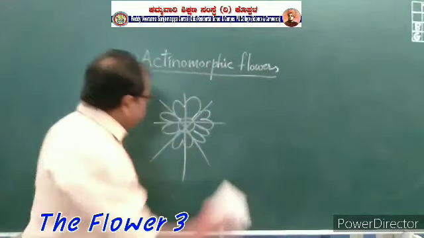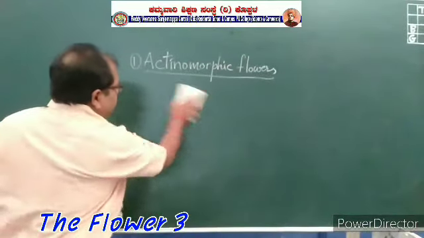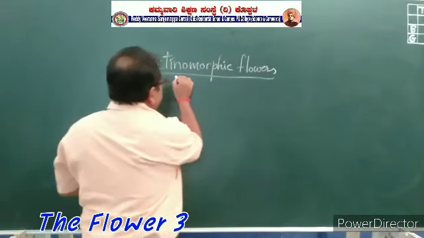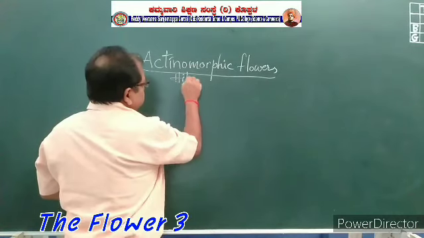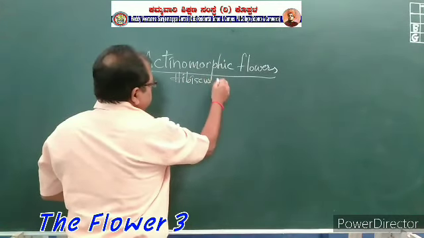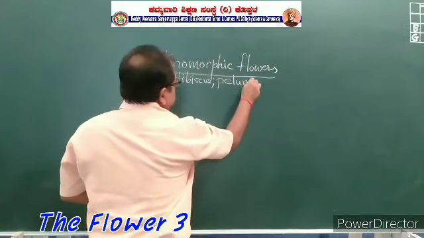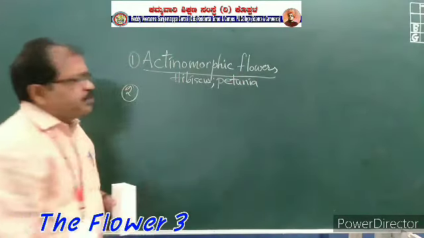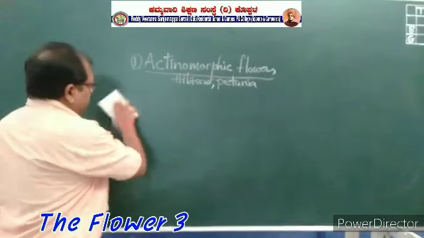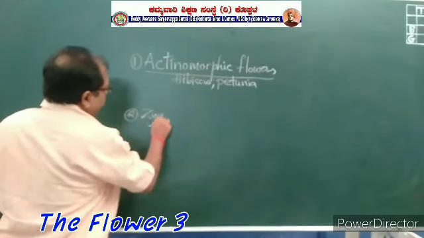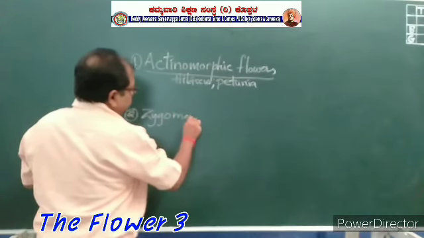And come to the next one. The second one is zygomorphic flower. So examples of actinomorphic flowers are hibiscus and petunia. These are the examples for the actinomorphic flowers. And the next one is zygomorphic flowers.